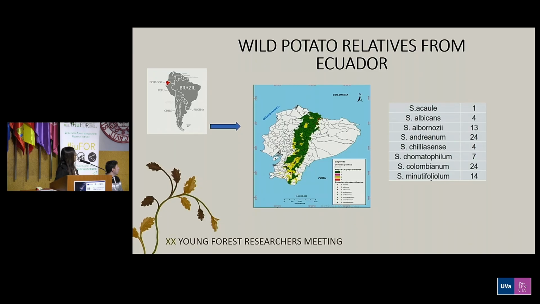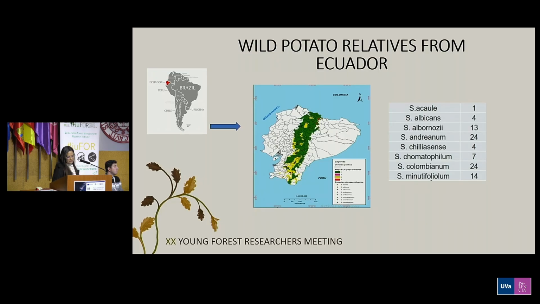We used these 8 wild species that you can see: Solanum macaule, Solanum albicans, albornozi, andreanum, chiliacense, Solanum chomatophilum, colombianum, and minutifoliolum. Also, I want to say that the cultivated potato is Solanum tuberosum, but these are the wild potatoes. So the number that you can see is the number of accessions that we used.